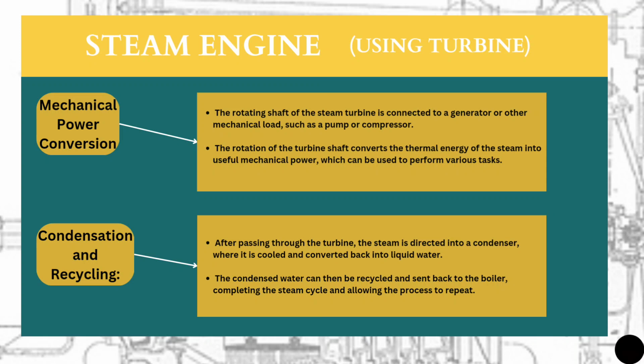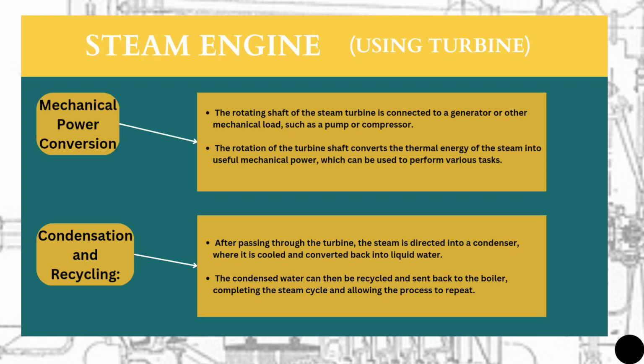For mechanical power conversion, the rotating shaft of the steam turbine is connected to a generator or other mechanical load, such as a pump or a compressor. The rotation of the turbine shaft converts the thermal energy of the steam into useful mechanical power, which can be used to perform various tasks.